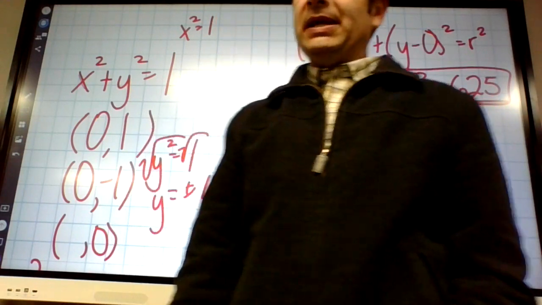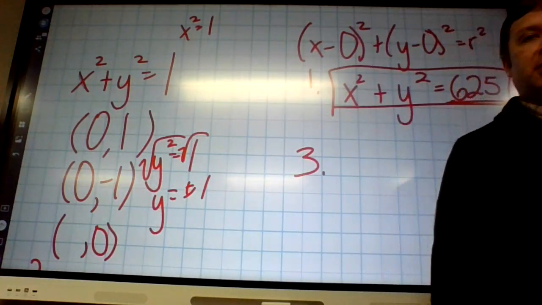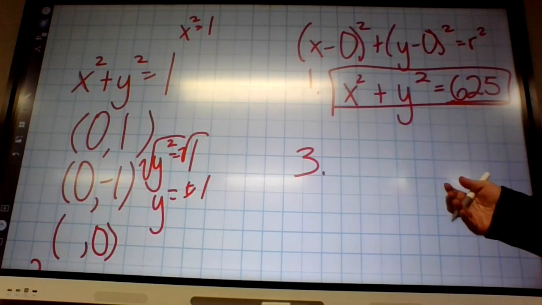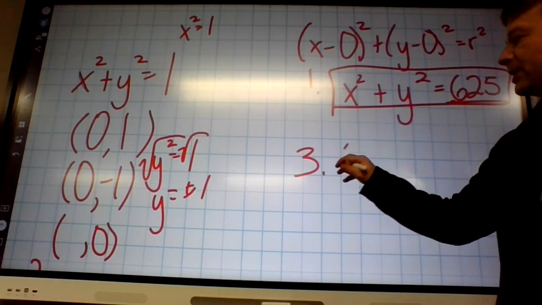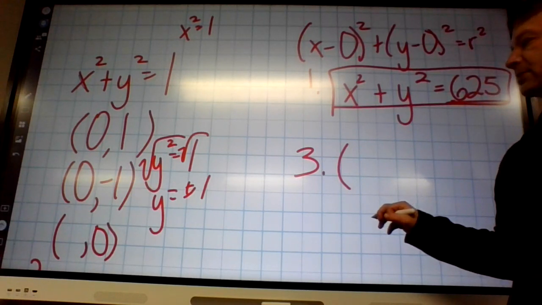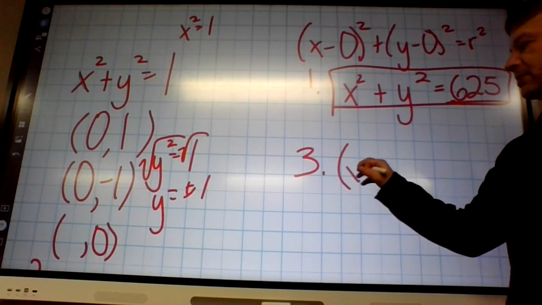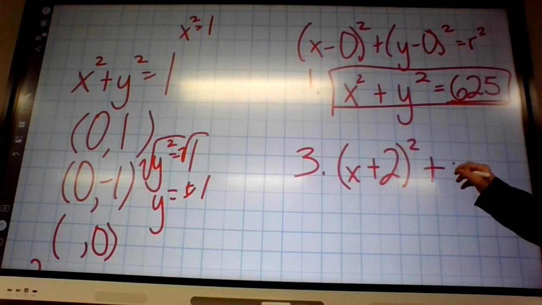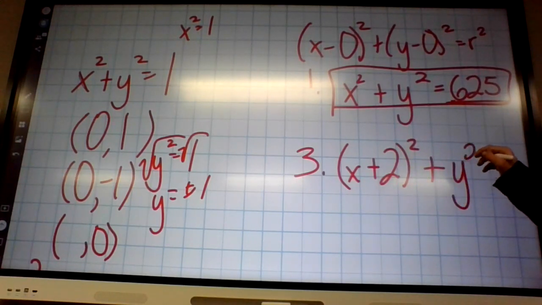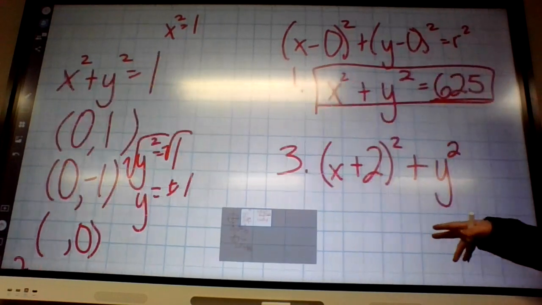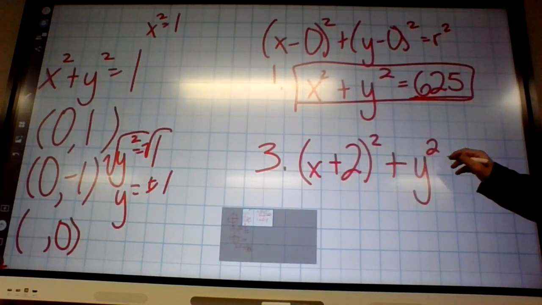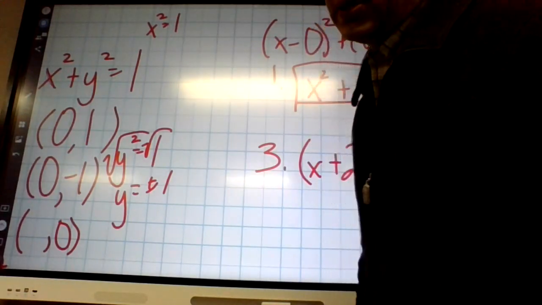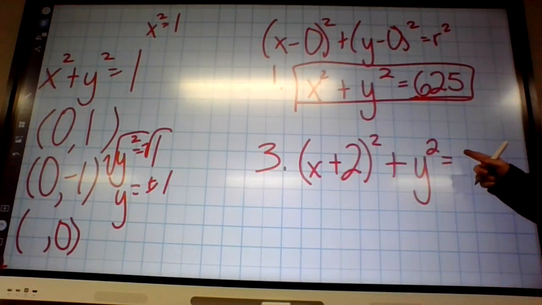The center is at negative 2, 0. So basically, the graph has moved left 2. How do I move my graph left 2? Plus 2, correct. What about the y? It's not moved up or down, so we just leave a y squared equals, the radius is 10, so what am I going to put for this?